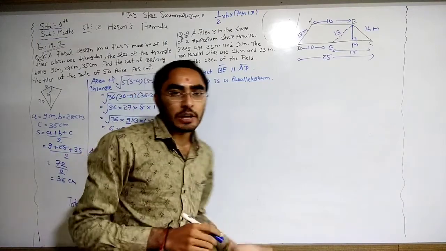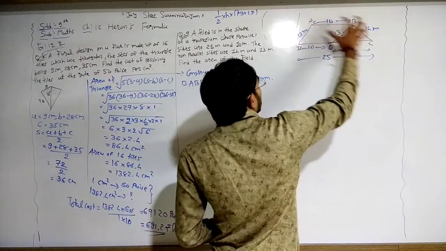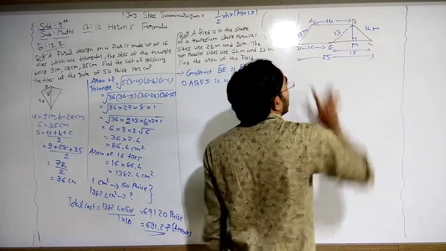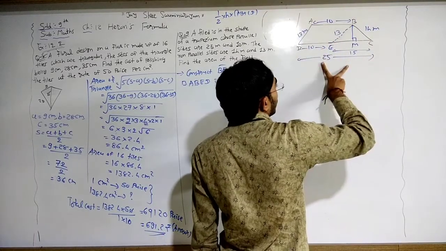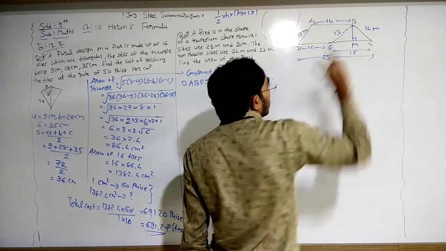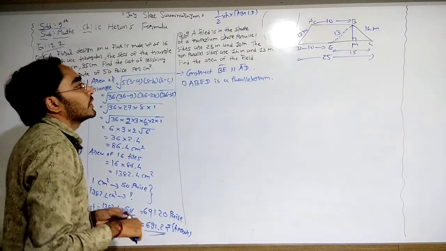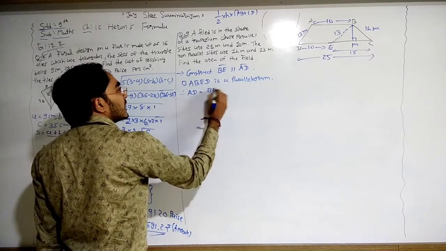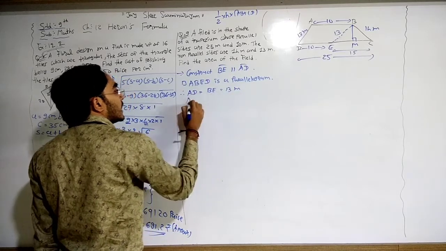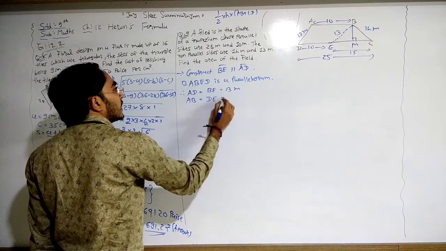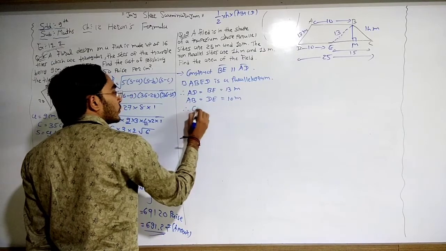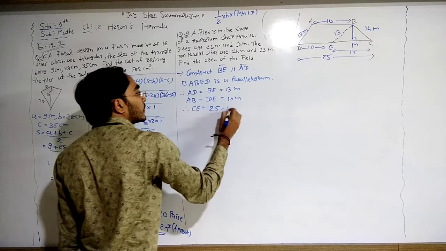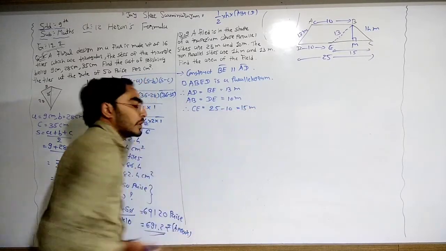Right? We proved that ABED is a parallelogram. AD 13, so here BE is 13. This is 10, so here DE we have 10. Now total length is 25. This is 10, so remaining is 15. So write down here: AD is equal to BE is equal to 13 meter and AB is equal to DE is equal to 10 meter. So CE is equal to 25 minus 10, 15 meter.